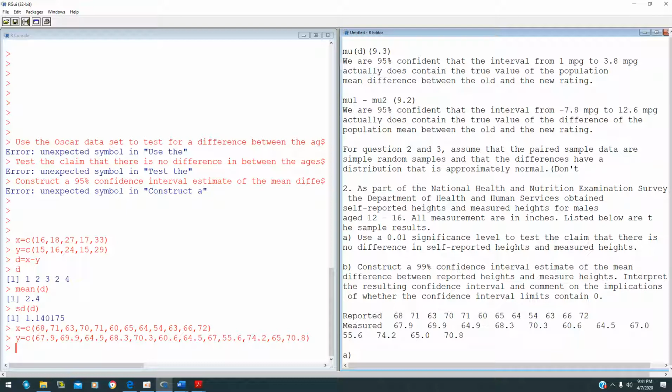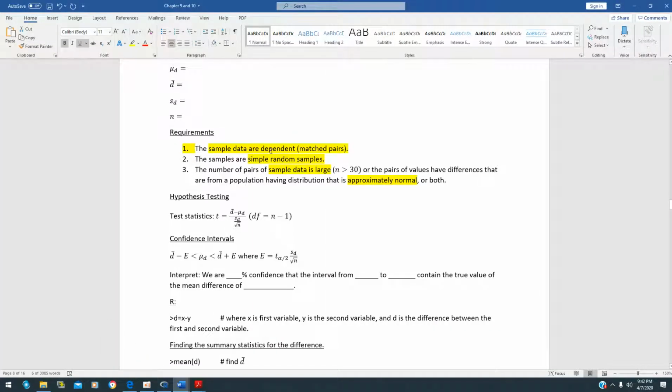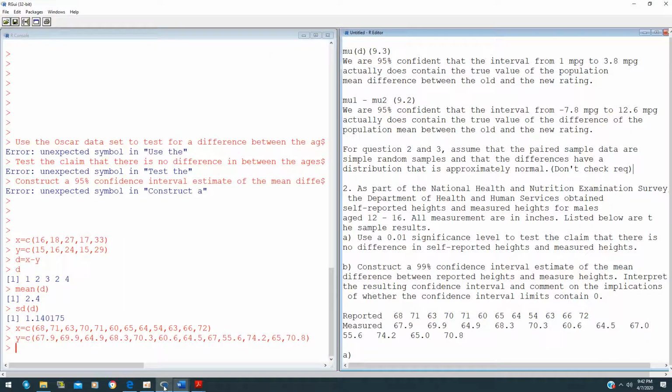So when you have this assumption pop up in your test or in your homework, that means you do not need to check the assumption in this case. The reason is, if you look at the assumption, it says that there are dependent simple random samples, which are the first two requirements, and the sample data is large enough or approximately normal. So this says that it is paired sample data which is dependent, and it is a simple random sample, and it is approximately normal. This gives us these three requirements for the requirement check, so you do not need to check it.